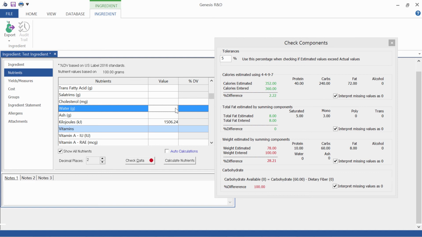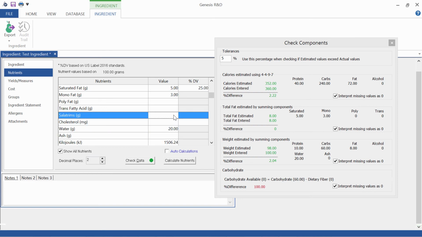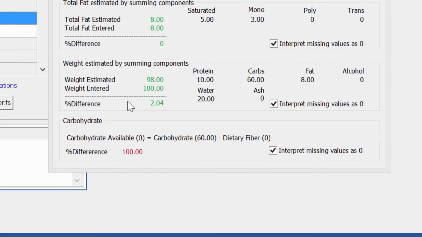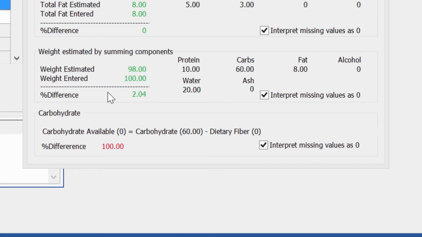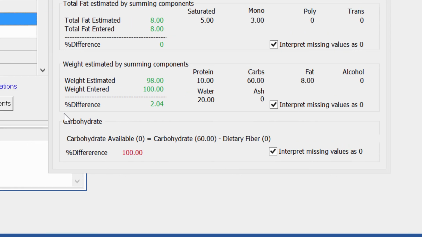I'm going to enter my missing water weight of 30, and now the total is 98, which is pretty good. Probably missing some ash values too here, but I'm going to skip that for now. The last test that I'm going to look at is the available carbohydrates. This is applicable to EU and Mexico labeling, where the carb value does not include fiber. This is showing up in red because I don't have a value entered for the available carbohydrates.